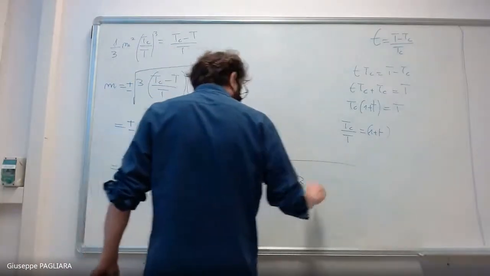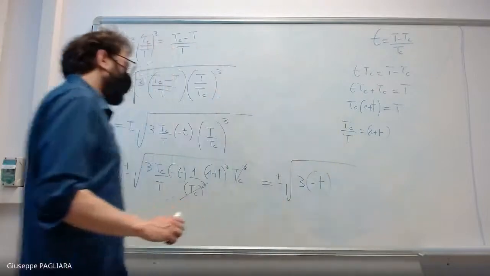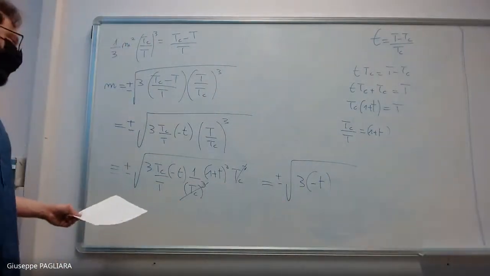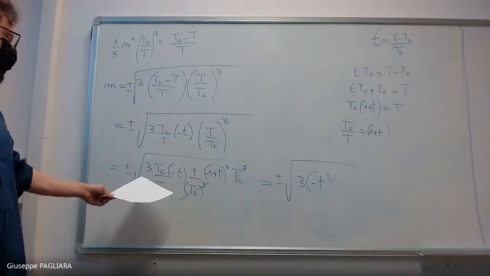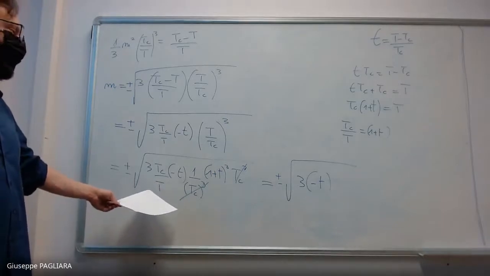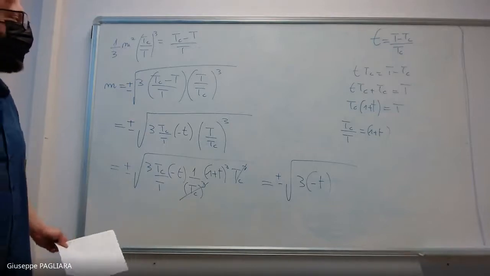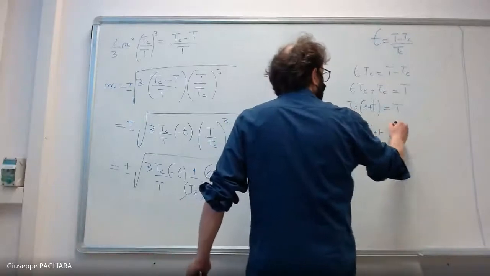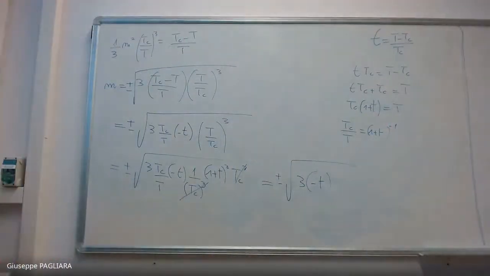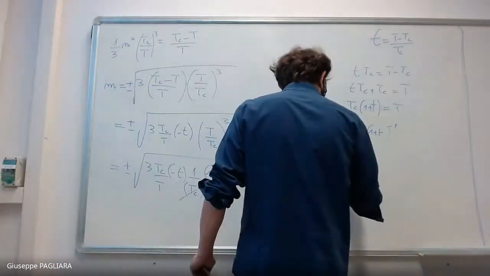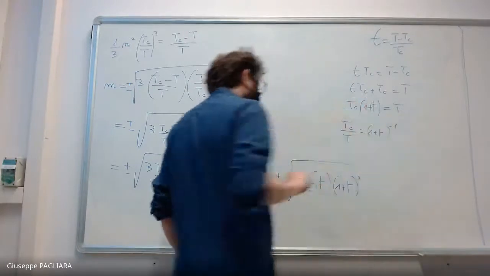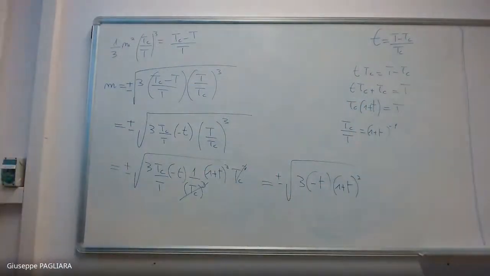So 3, and I have a minus t, which is there. And here you have Tc divided by T, which is 1 over 1 plus t. T divided by T is 1. And then I should get here 1 plus t, if I'm not mistaken. Okay. I will check this calculation.